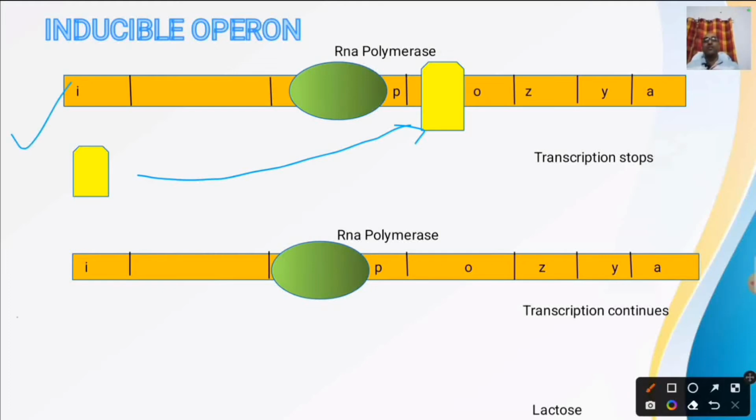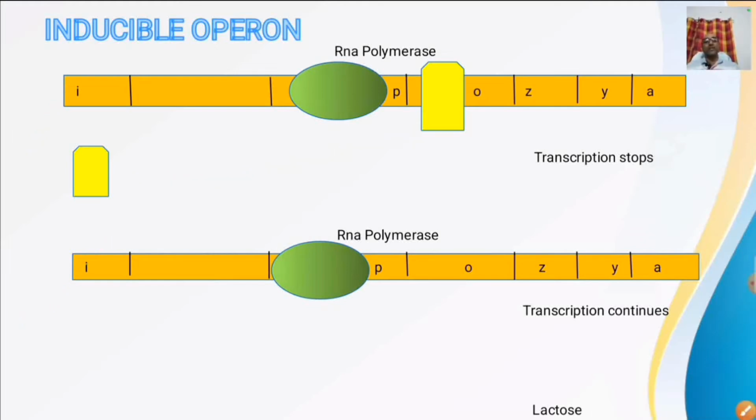Now let us come to the second case. What is happening? Here lactose is present. In the environment there is lactose. Got it? As there is lactose in the environment, this lactose needs to be broken down, needs to be metabolized into glucose and galactose, which can be used by the cell.